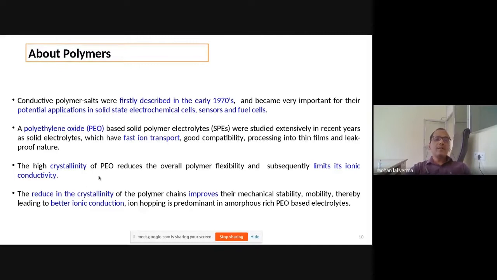PEO has high crystallinity, and because of this, initially its ionic conductivity is very low, though it is flexible. But when we are able to reduce its crystallinity by doping with some salts, surfactants, or other materials, then its mechanical stability, mobility, and other properties govern better ionic conduction.